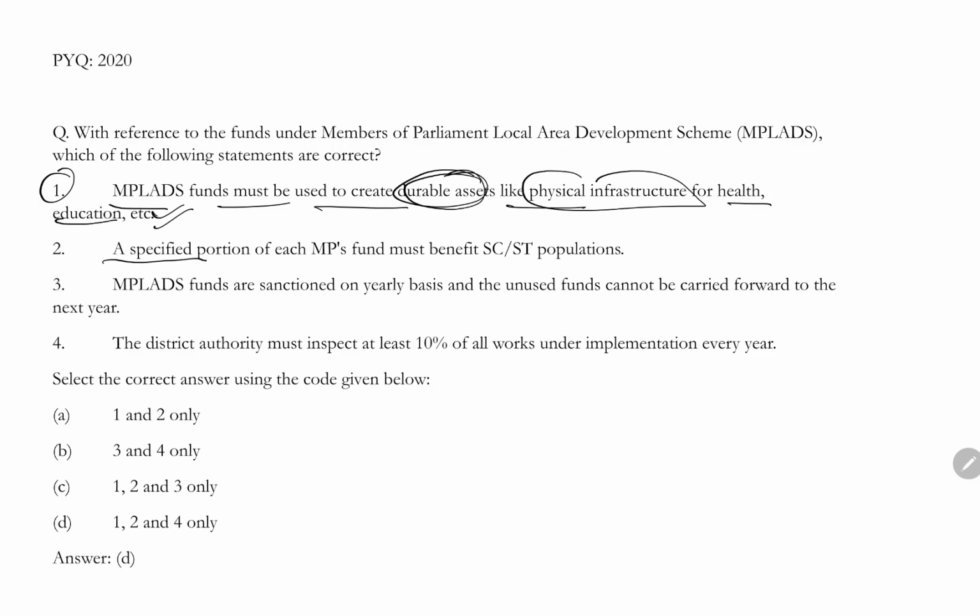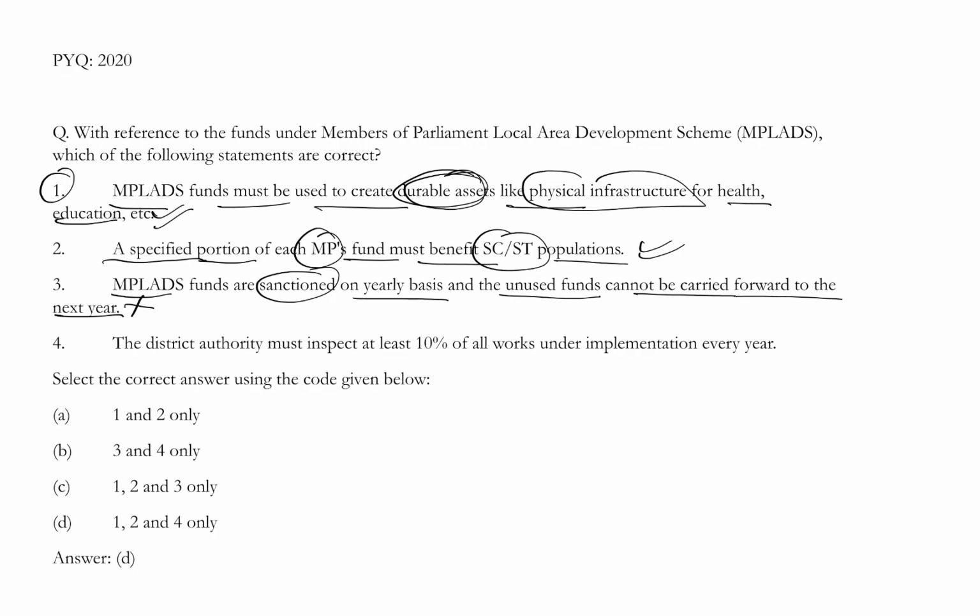The next is that a specified portion of each MP's fund must benefit the SC and ST population. This statement is also correct, that the MPLAD fund should be used for the welfare of the Scheduled Caste and Scheduled Tribe population too. The third statement is that MPLAD funds are sanctioned on a yearly basis and unused funds cannot be carried forward to the next year. This statement is wrong, because the MPLAD fund can be carried forward to the next year. And the amount of the MPLAD fund is 5 crore these days.